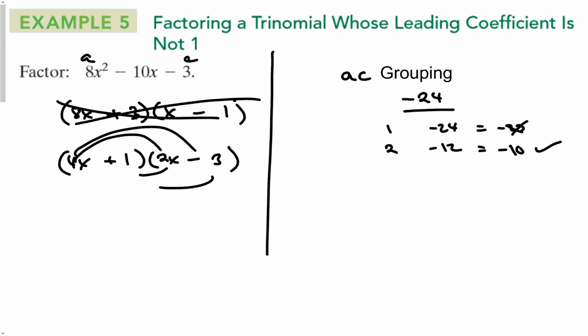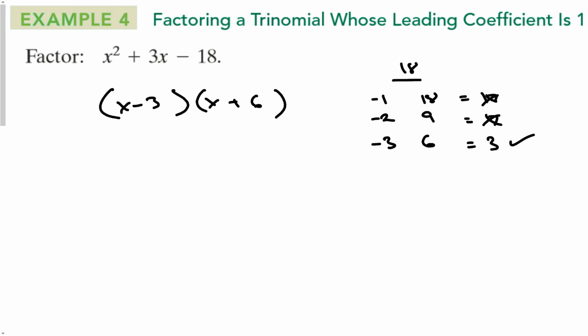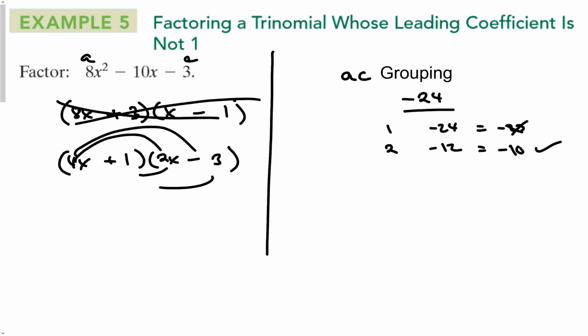Boom. Now the difference here is I am not sure what the first factors are. Unlike the previous example, it's not just going to be x and x. So now I take the middle term and split it into these two. I rewrite my equation as 8x squared plus 2x minus 12x minus 3. I didn't factor anything yet. All I did was take the negative 10 and split it into 2 and negative 12. Now I factor with grouping.